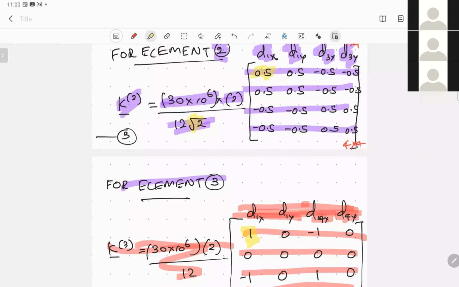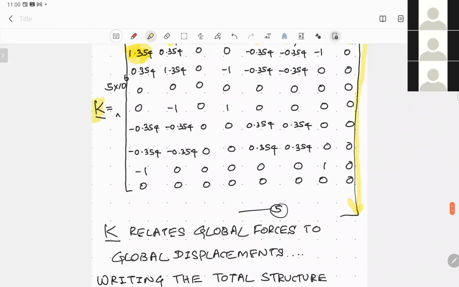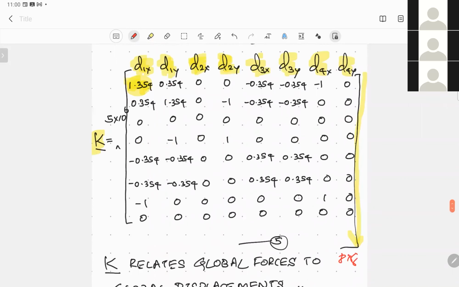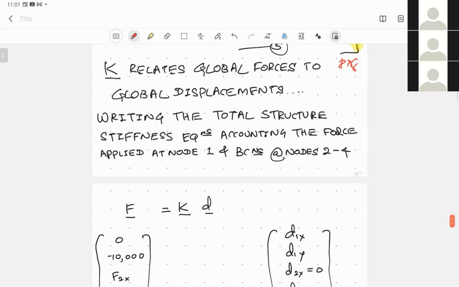Try to go through each stiffness matrix for the element, and it is nothing but simply an 8 by 8 matrix. Simply add the corresponding parts, go through each component and try to apply the direct stiffness method and simply construct the total stiffness matrix equation. It's quite straightforward.